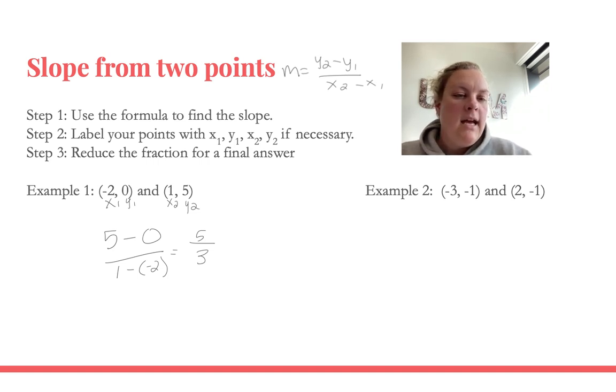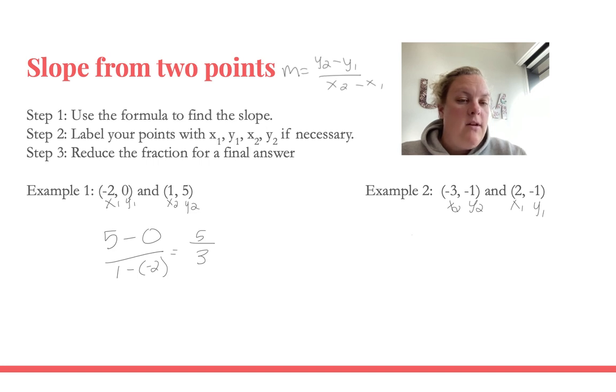Okay, in this next example, we have -3 and 1, and 2 and -1, and I'm going to make these x2, y2 and x1, y1. And you can see here that I flip-flopped where I put the 1s and where I put the 2s from the previous problem, and that's okay, as long as I keep my 2s together and my 1s together. I'm going to go through the same process.